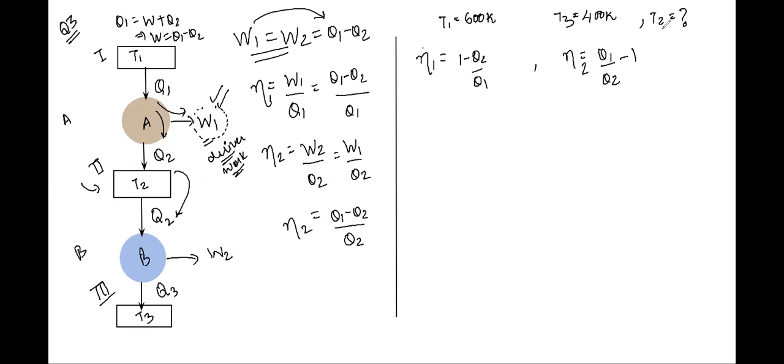Okay. Now, can we write efficiency in terms of temperature? Atul, can we write efficiencies in terms of temperature? Yes, sir. 1 minus T2 by T1. This is efficiency 1, right? How about efficiency 2? That is T1 by T2 minus 1, that is T3 by T2. See, don't get confused, I'll write it here.